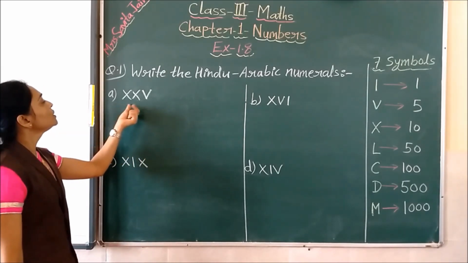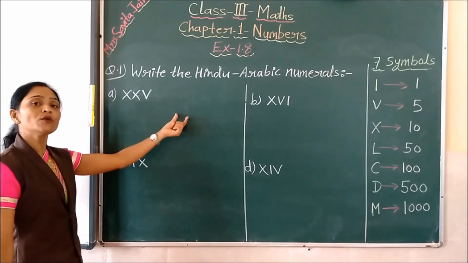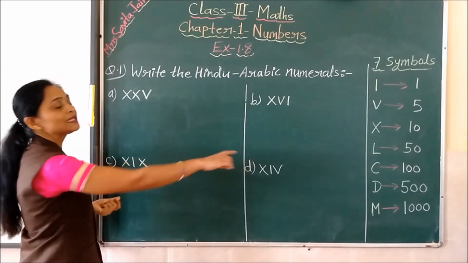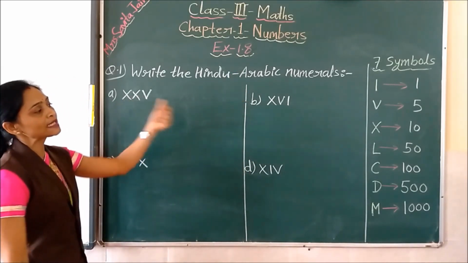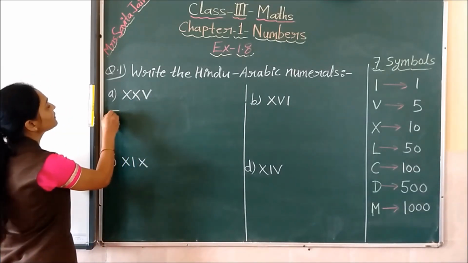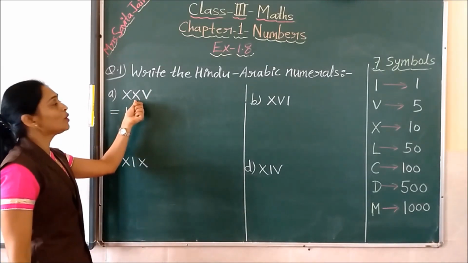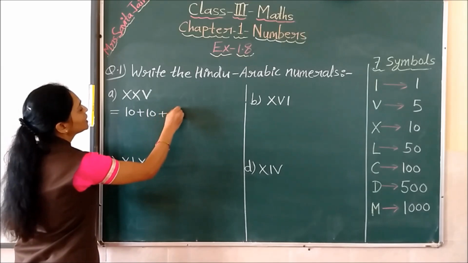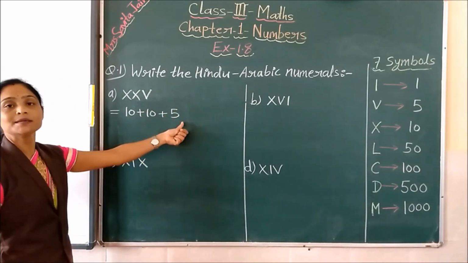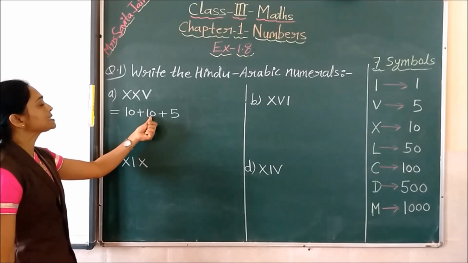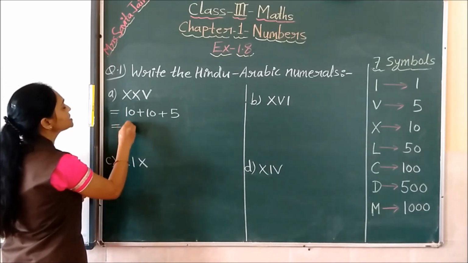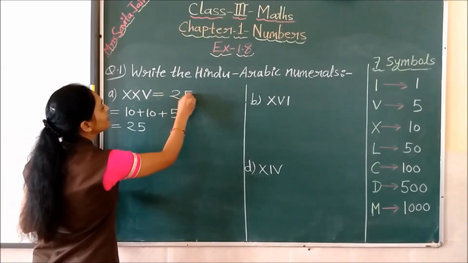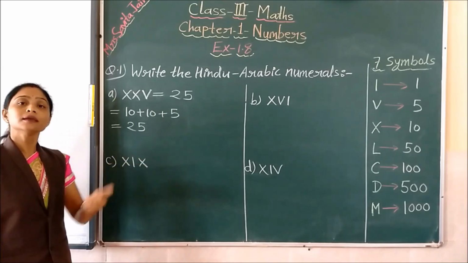First rule, we have to just add the values of all the symbols. Yes children? So as I have written there the values of all the symbols, you can see the value of X is equal to 10. So first we will write 10. Then the value of X again 10 and then the value of V is equal to 5. So this way we write all the symbols' values and then add: 10 plus 10, 20 plus 5, this is 25. It means this Roman numeral can be written as 25 in Hindu-Arabic numerals.